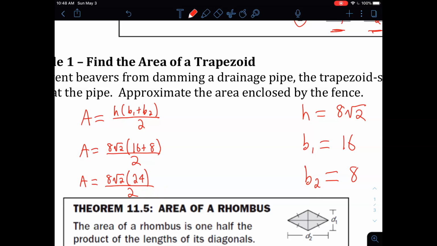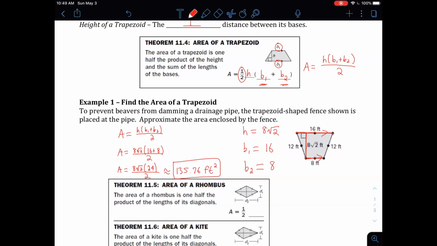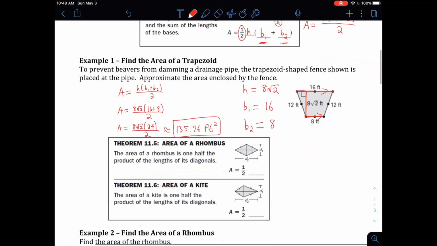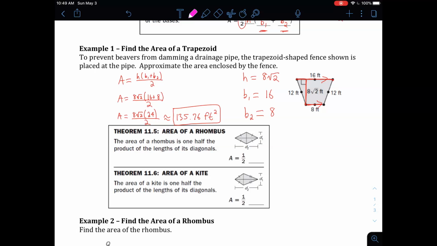So 8 square root of 2 times 24 all over 2 is going to be approximately, not equal to, approximately 135.76. Is it feet or feet squared? Well, it's area, and that's going to be square footage, so it's going to be square feet. Okay? All right, that was kind of wacky with the 8 square root of 2, but hopefully we don't have ones that are that tricky in the actual quiz and stuff. So, all right, moving on.